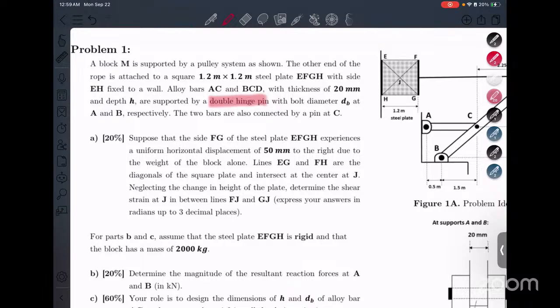Suppose that the side FG of the steel plate EFGH experiences a uniform horizontal displacement of 50 millimeters to the right due to the weight of the block alone. Lines EG and FH are the diagonals of the square plate and intersect at the center at J, neglecting the change in height of the plate. Determine the shear strain at J between those two lines. So that's the first problem that we have.